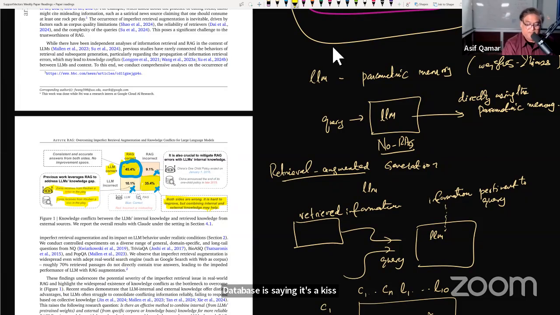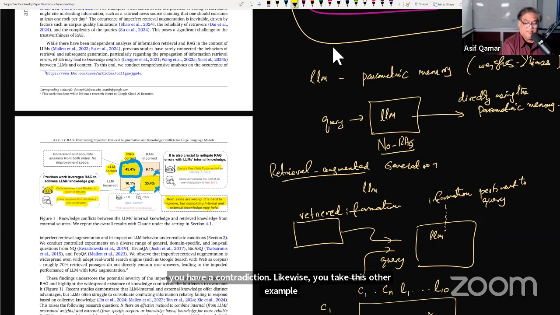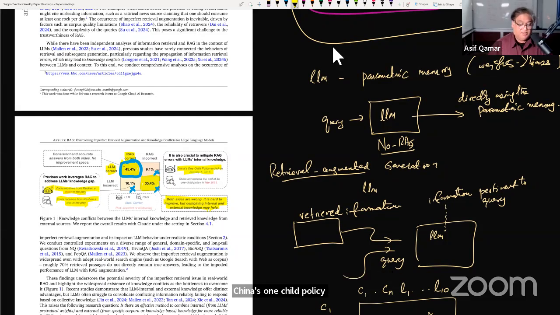Likewise, you take this other example. China's one-child policy ended on January 1st, 2016. The database, on the other hand, the search index, is saying China announced the end of the one-child policy in late 2015. Right? So it turns out that the LLM is correct and the database has old or incorrect information. And then, of course, you do have a situation where both of them are wrong. 35% of the situation, both of them are wrong.